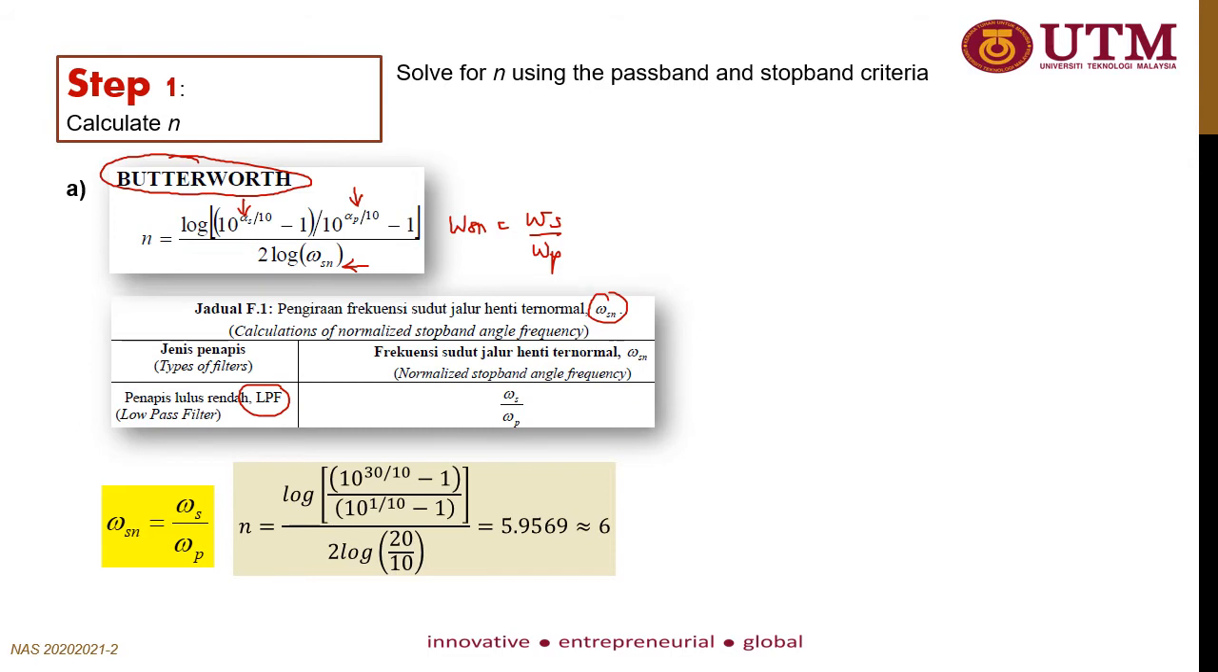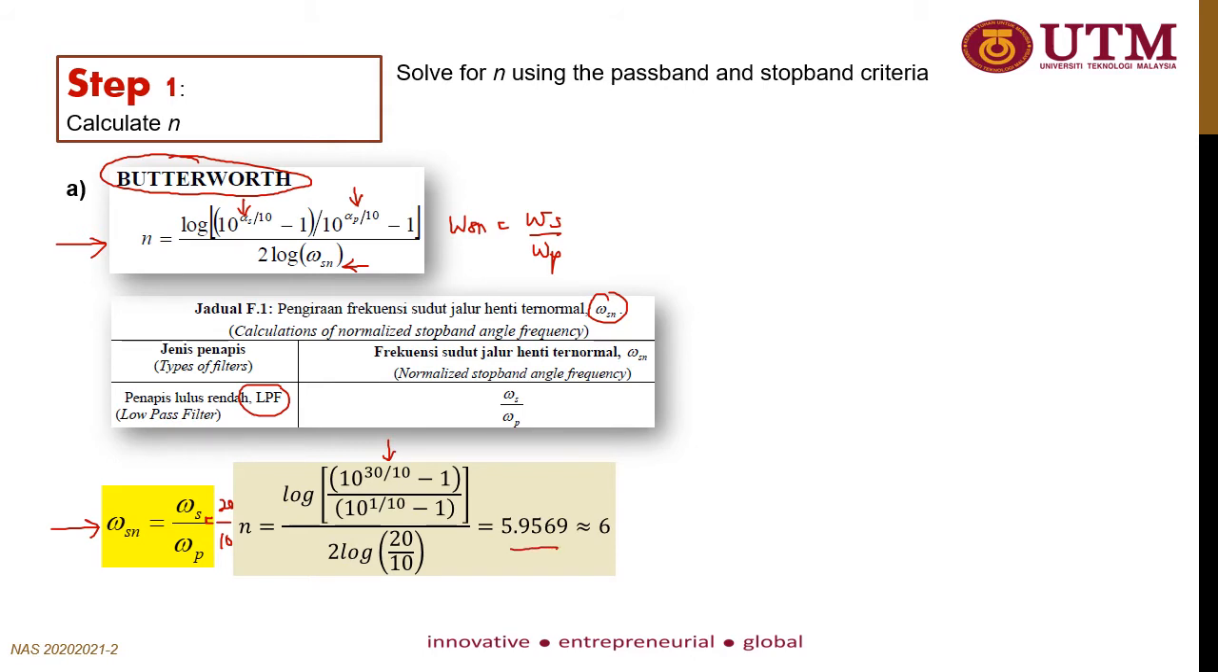As I always mention, write down the general equation first before you put in any value. So this is the general equation from the table. Please write it down, and then write the equation for omega s n as well. Omega s n is equal to, omega s in this case is 20, and omega p is 10. So put in all values first before you get your final answer.